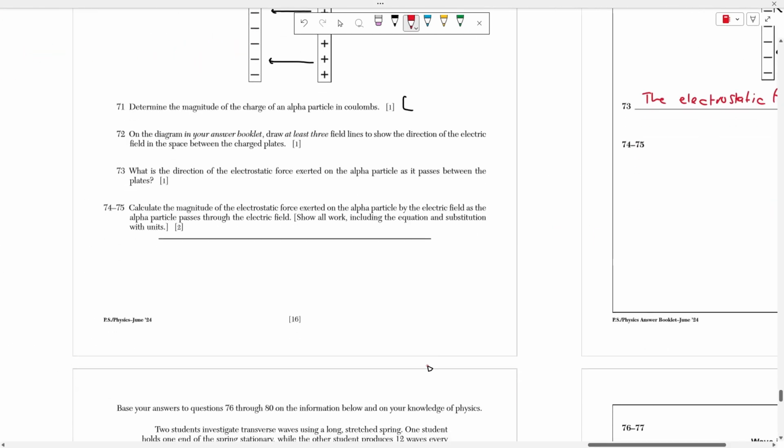Now, number 74 to 75 asks us to calculate the magnitude of the electrostatic force exerted on the alpha particle by the electric field as the alpha particle passes through the electric field. So I want the electrostatic force, right?